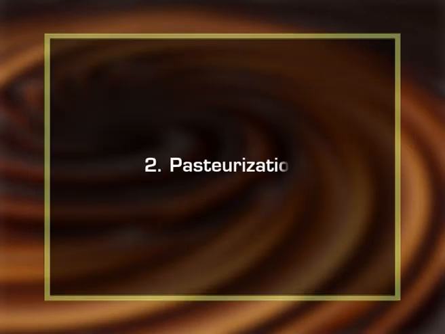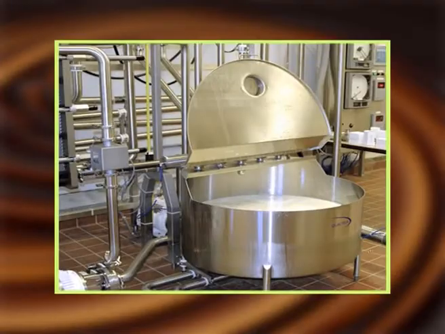Number 2, pasteurization of mix. The mix is then pasteurized. Pasteurization is a biological control point in the system designed for the destruction of pathogenic bacteria. In addition to this very important function, pasteurization also reduces the number of spoilage organisms such as psychrotrophs and helps to hydrate some of the components.